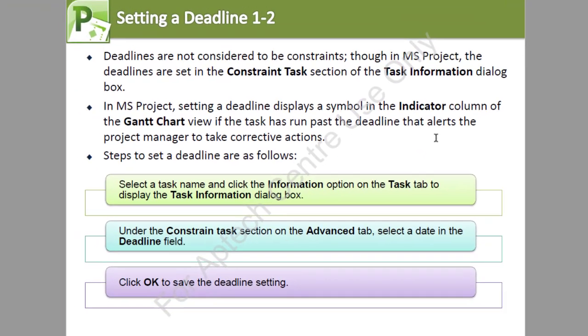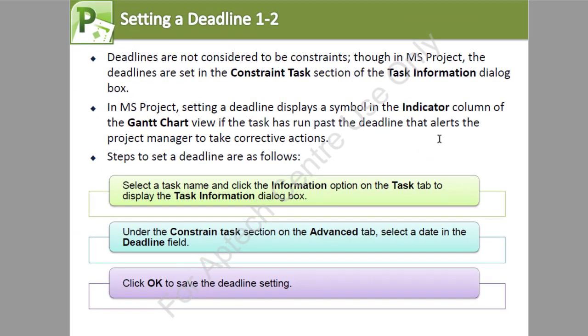Setting a deadline. Deadlines are not considered to be constraints, though in MS Project the deadlines are set in the constraint section of the task information dialog box. In MS Project, setting a deadline displays a symbol in the indicator column of the Gantt chart view if the task has run past the deadline, which alerts the project manager to take corrective actions. How do we set a deadline?